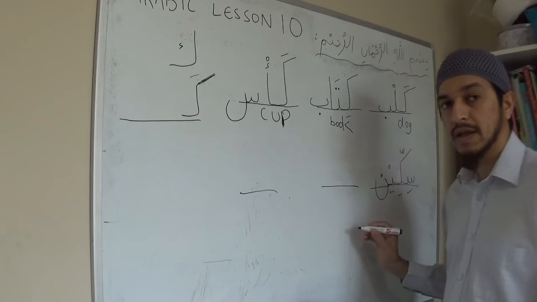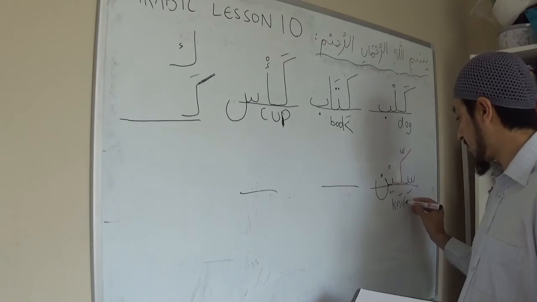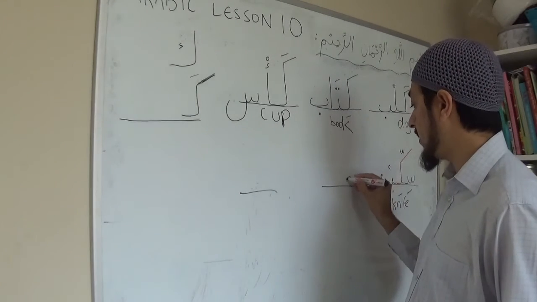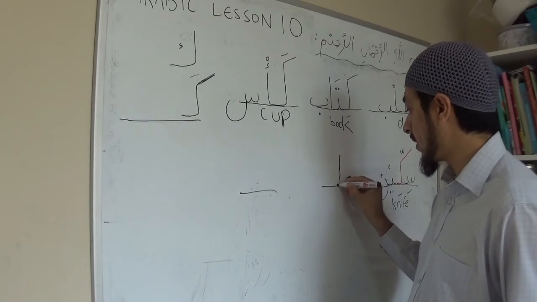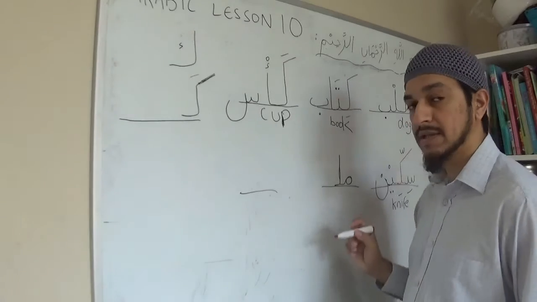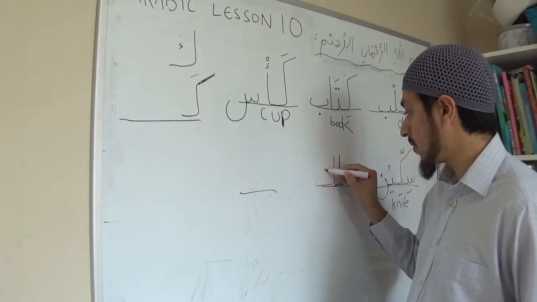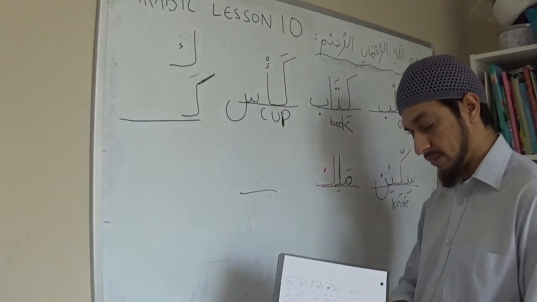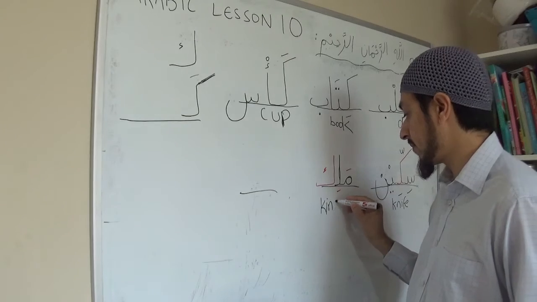Sikkin, knife. Malik: begin with a meme, go to a lam, leave the tail there for the kaf to come, and this is now a kaf in its normal full form, like a hamza out there. Malik, and that is king, or a ruler.